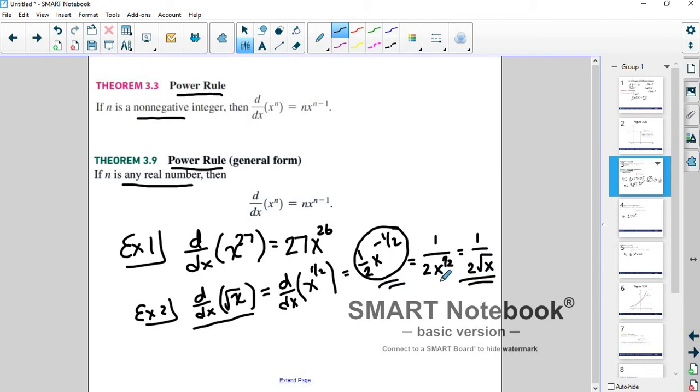But any of these three I will accept. For most of this chapter, I do not expect you to simplify your derivatives. Should you be able to do it? Absolutely. You're going to need to in chapter 4. But right now I'm trying to focus on the skill of taking the derivative and not as much about the algebraic simplification. My math lab, however, will require simplification.